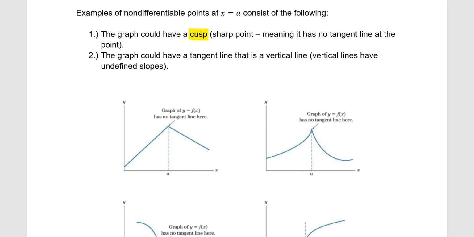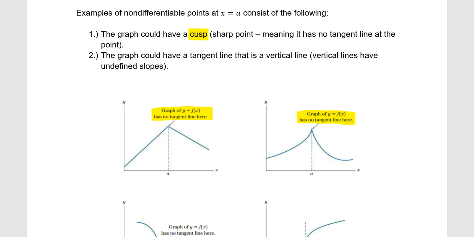You can see in these first two examples, for the top left graph, there is a cusp at that point, a sharp turn. There's no tangent line there. The graph has no slope at that point. Next, the top right graph, once again, we have a cusp. It is a sharp point. There's no tangent line there, meaning it is non-differentiable at x equals a.